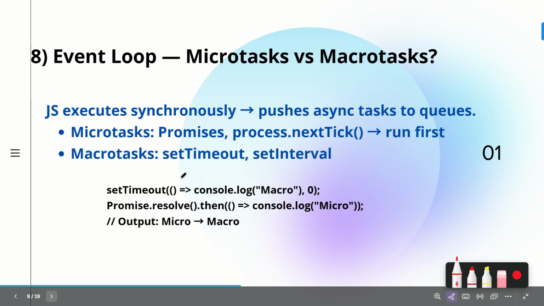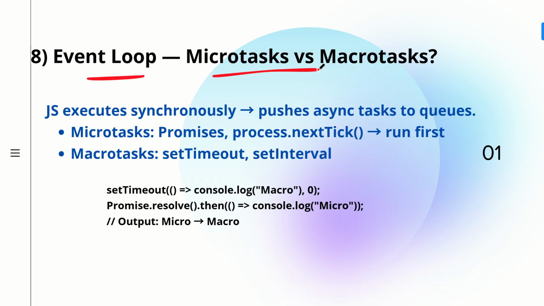Now let's see our eighth question. What is the event loop, and explain the difference between the microtask and the macrotask queue. So what is the event loop? JavaScript is a single threaded language and it executes synchronously. All your code is executed synchronously. So the event loop helps to push the async tasks to the queue. So that is the use of the event loop.